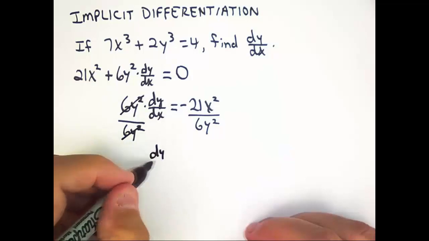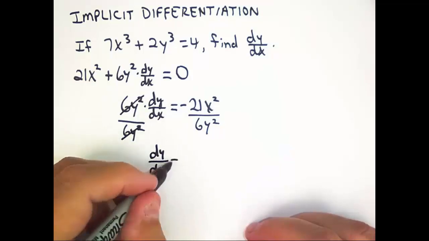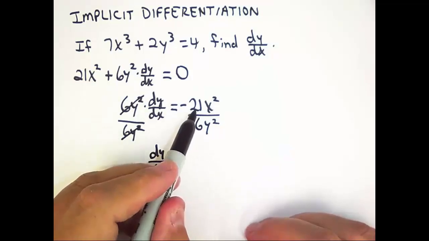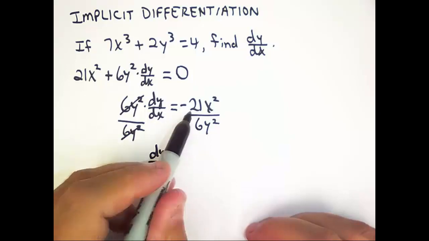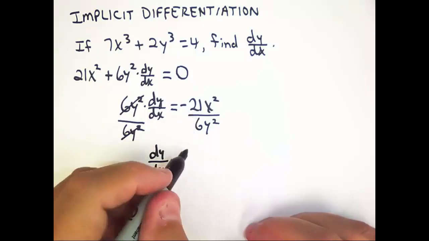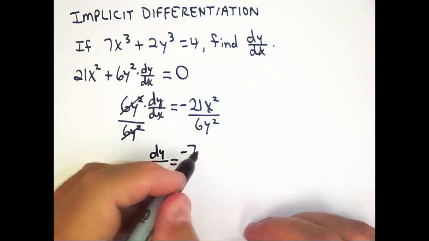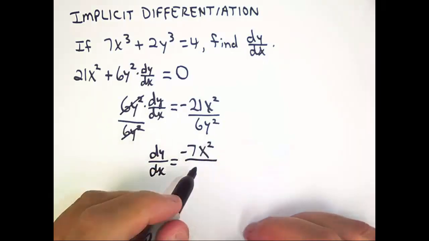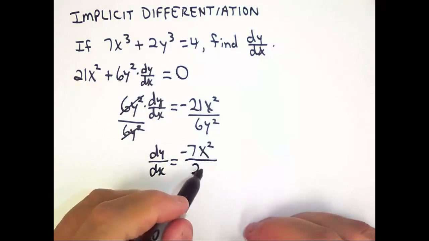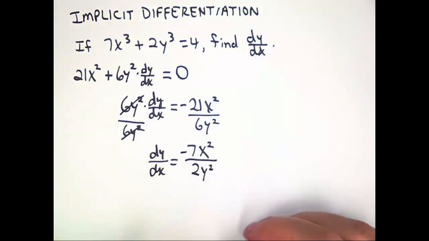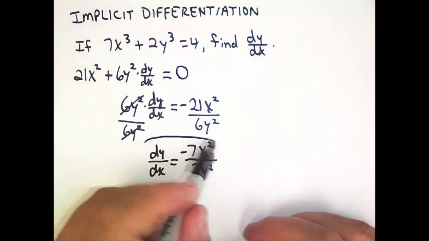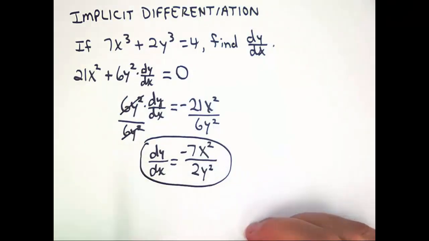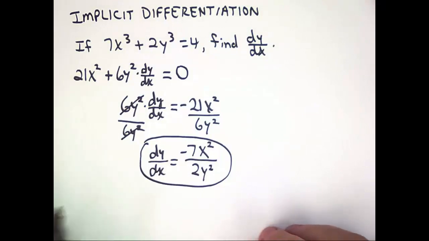And I get dy over dx is equal to, and notice there's a 3 as a factor of 21 and a 3 as a factor of 6. So I can divide both top and bottom by 3 and simplify. And I get negative 7x squared divided by 2y squared. And I've found the derivative of y with respect to x. Okay, let's try another one.